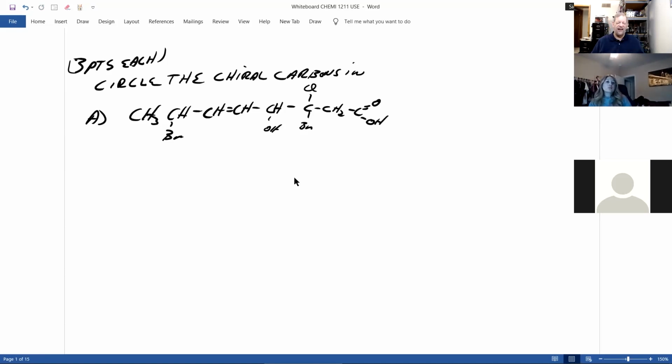All right, let's look at A. The question is to circle the chiral carbons. Those are carbons that have 4 different groups, 4 different atoms, or a combination of 4 different groups and atoms. I think we did a couple of these last week, but let's go through it again. Remember, if there's more than one atom of the same type on a carbon, it can't be chiral. If a carbon is in a double bond or triple bond, it can't be chiral. So your turn, circle the chiral carbons, 3 points each.